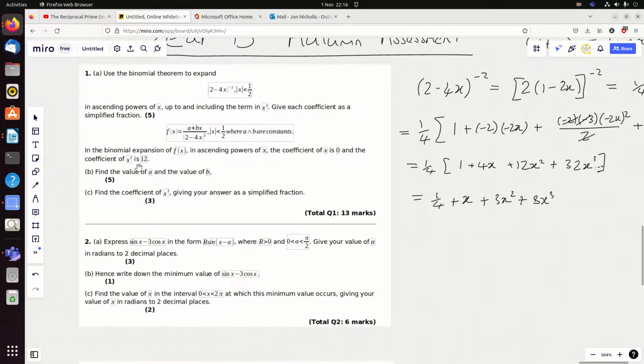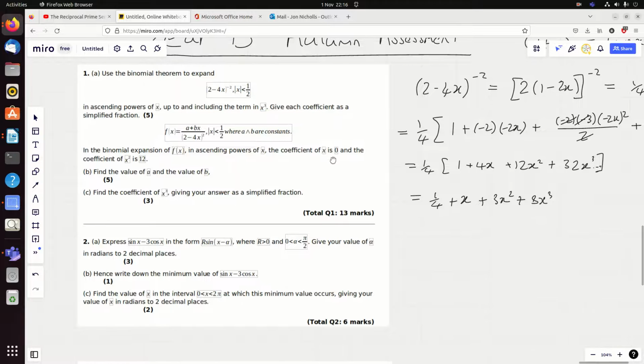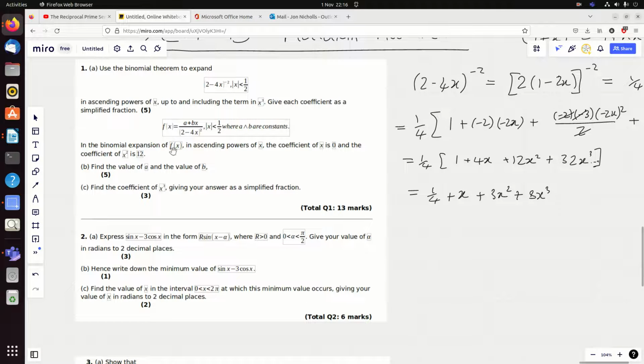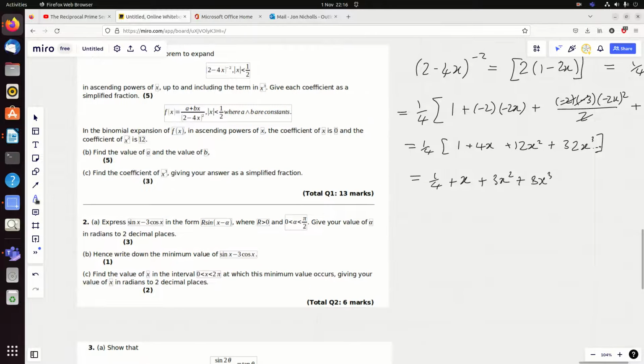Okay, right. Part B. In the binomial expansion of f of x in ascending powers of x, the coefficient of x is 0 and the coefficient of x squared is 12. Now this is a new function. It's been the last one after it's been multiplied by (a plus bx). So all I'm going to do first is I'm going to say f of x equals (a plus bx) times the previous expansion.